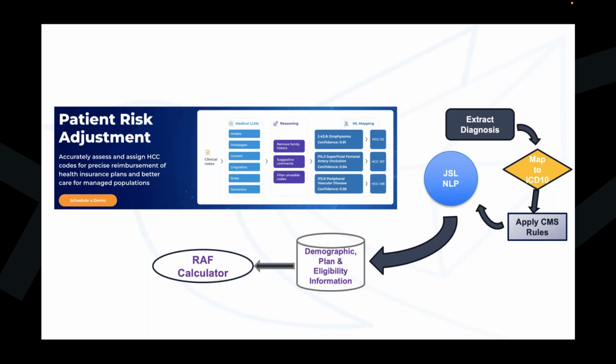How many new codes were identified, how many valid new codes were identified, and that is the actual lift, because that increases the RAF score, right? Now, how does this actually work, or what does the UI look like?